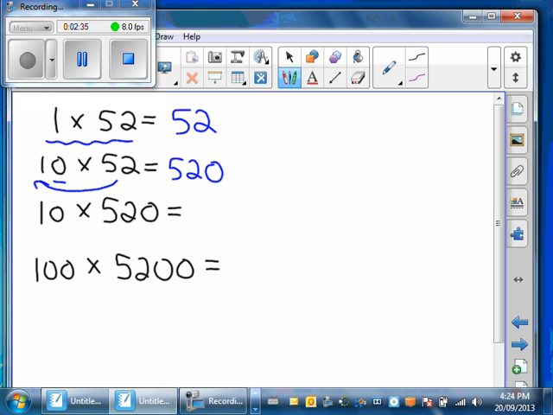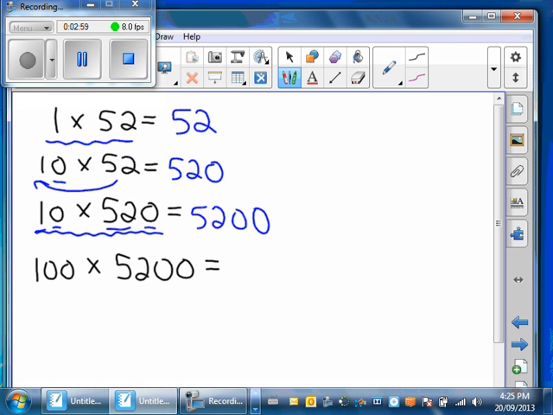Well, let's see if we can do this next one. We've got 10 times 520. Well, if we simply think, this is really saying 52 times 1, which is 52, and then we just need to count the zeros, and we have 2 zeros. And in this case, the number is 5,200.